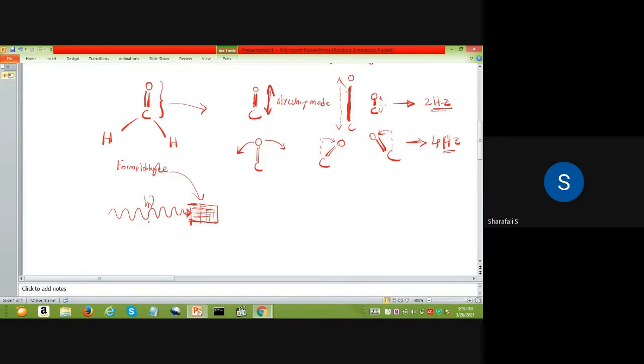Okay, so if the incoming IR radiation is, for example, 1 hertz, then this formaldehyde will not be having any problem with that 1 hertz, because it's a carbonyl group. I'm not talking about CH bonds now. I'm only focused on this carbonyl group. So considering that carbonyl group only, this frequency 1 hertz will not affect it, because these vibrations are at 2 hertz and 4 hertz. Okay? So the incoming radiation which is 1 hertz will just pass through this sample.